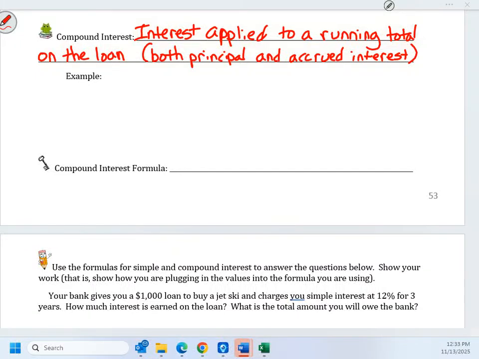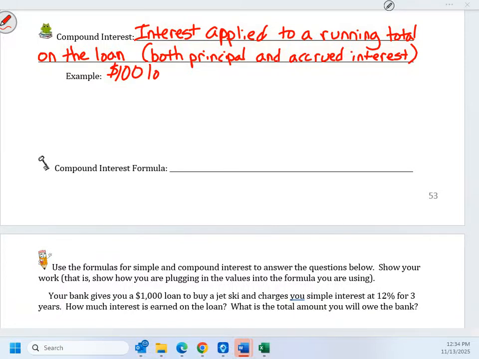With simple interest, it's just applied to that original principal amount that you took out. Compound interest, whew, now it's not just that original amount. Now they're taking into account all the interest over the years that you're also going to owe. And it's going to make the amount that you have to pay back at the end a whole lot more.